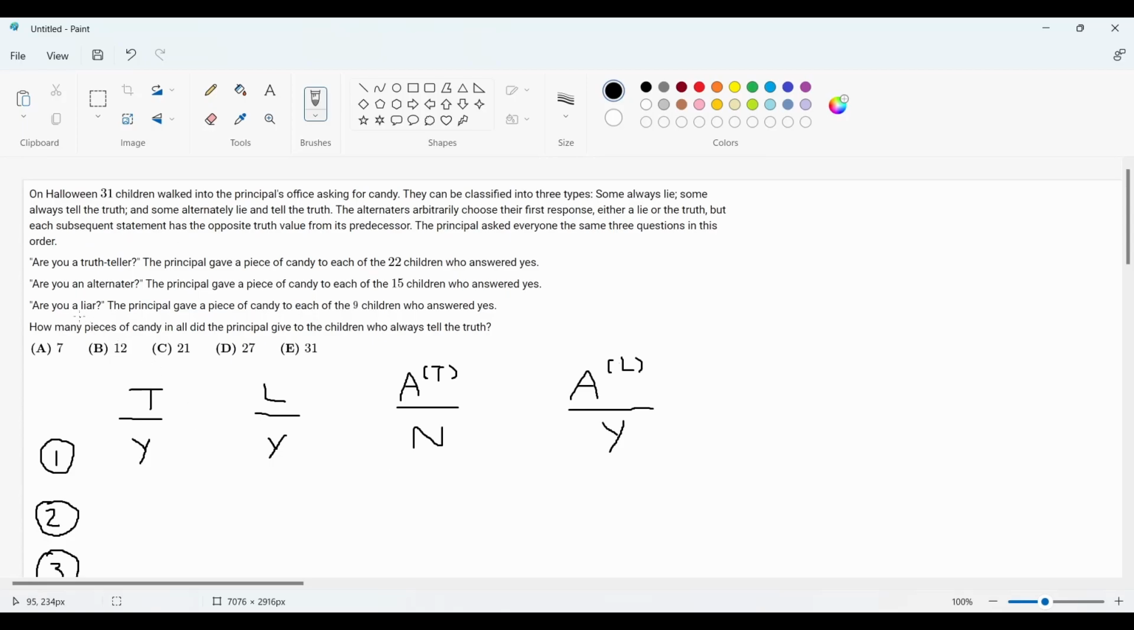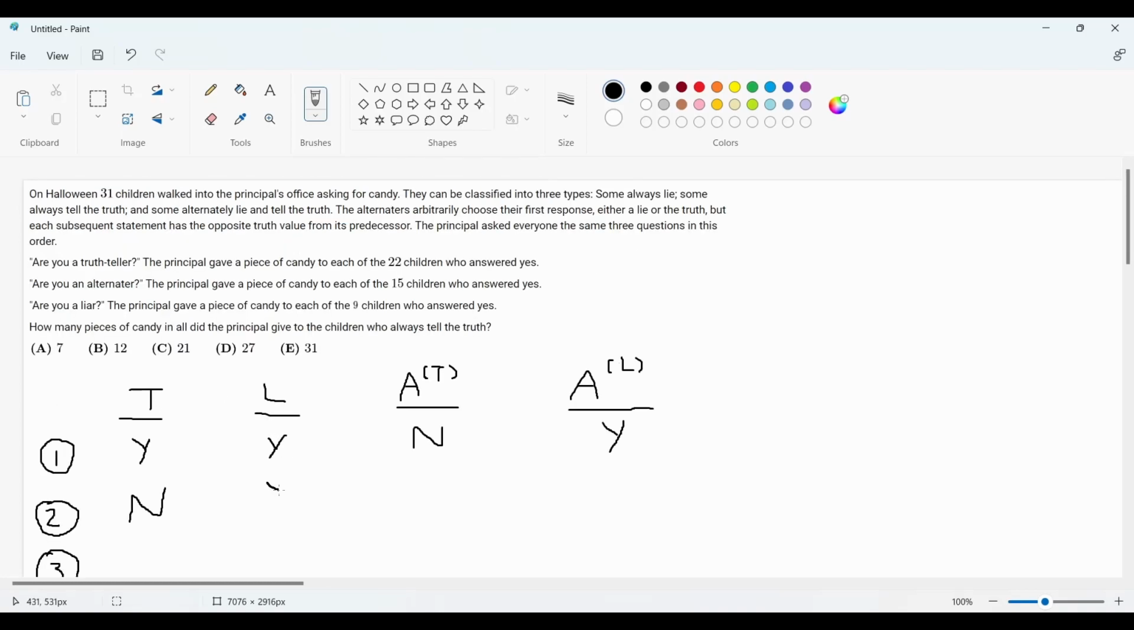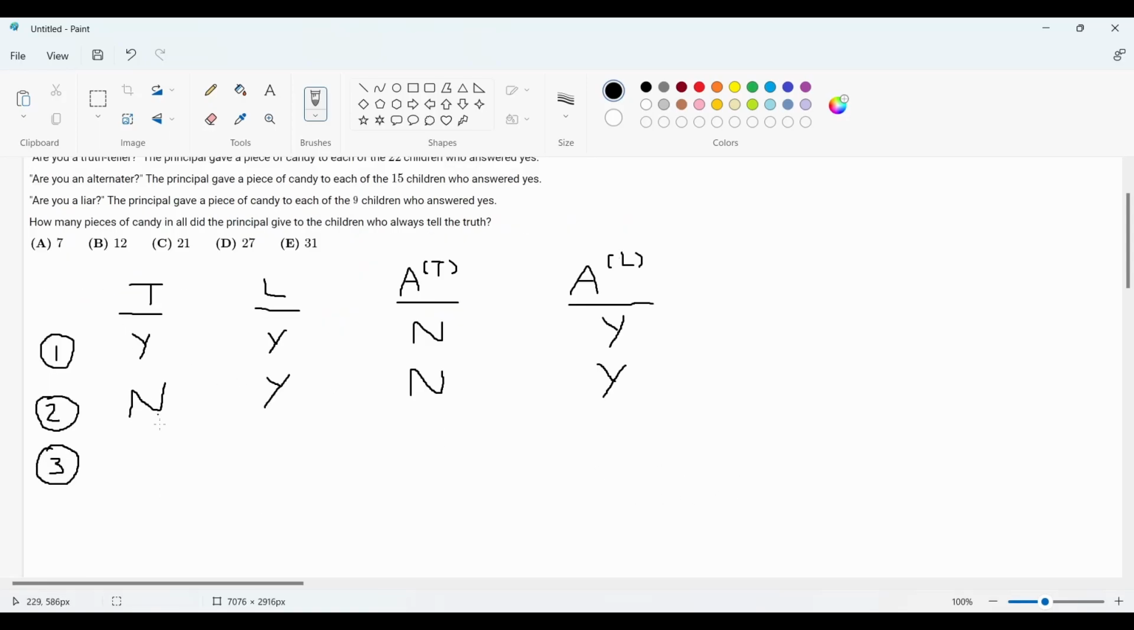Now the second question, are you an alternator? Well, the truth-telling person's going to admit that they aren't, but the liar is going to say that they are, because they want to lie. The alternator who started by telling the truth is now going to lie about it, so they're going to say that they're not an alternator. On the other hand, the alternators who started by lying are now telling the truth, so they will truthfully say that they are alternators.